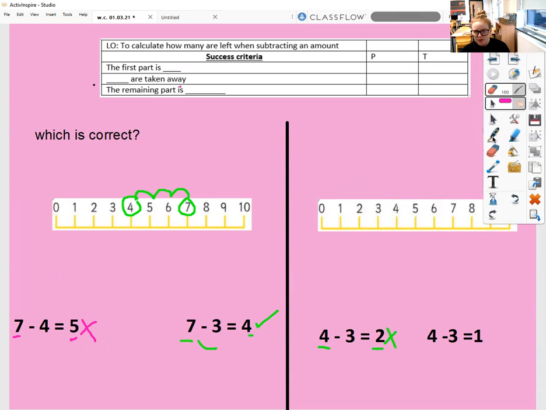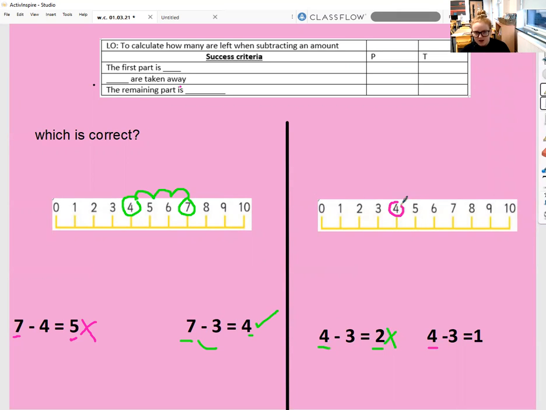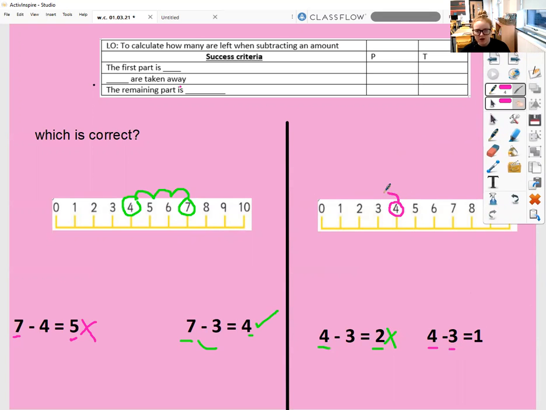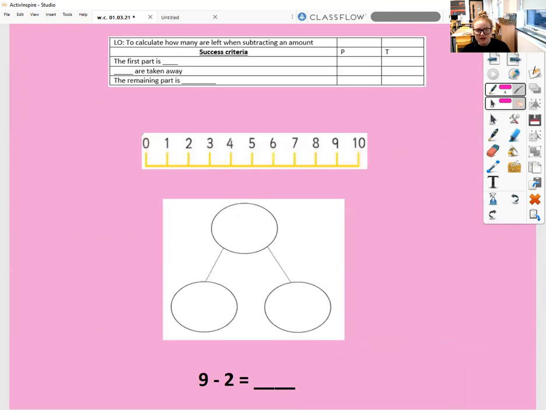Let's have a look at our other number sentence. So this says our first part is 4. So I'm going to start on 4. And then we're going to take away 3. So to take away 3, we need to jump back 3 spaces. So 1, 2, 3. Fantastic. And this says our remaining part is 1, which matches what it says down here. So this one is correct and this one is incorrect. Brilliant.